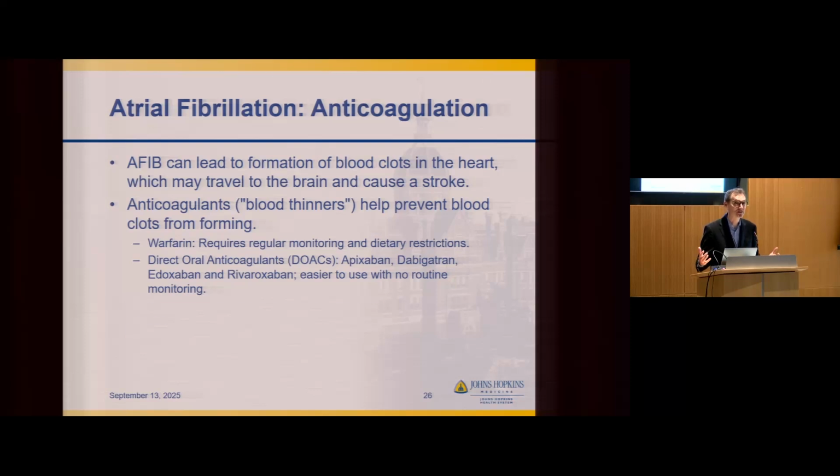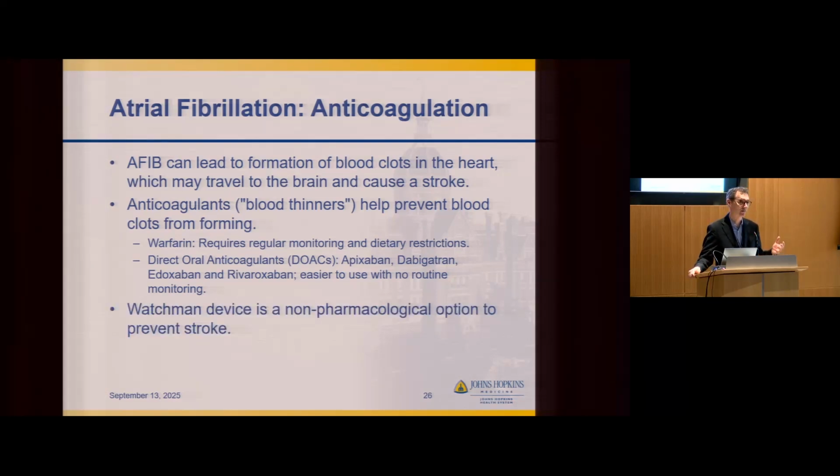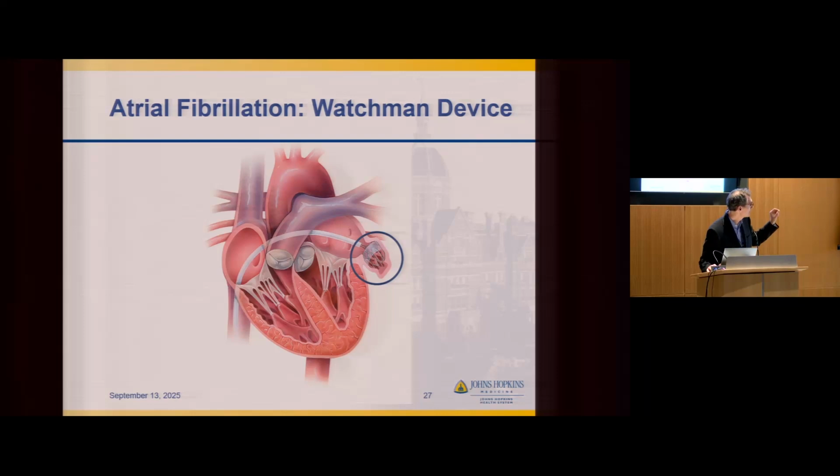Now, there are some selected patients who are at high risk of having a stroke, but who cannot take blood thinners, because once we put them on blood thinners, they start bleeding. And then we're sort of stuck between a rock and a hard place. What do we do with those patients? There is a procedure now available. It's called a Watchman device, where we put a device, this Watchman, in the left atrial appendage.